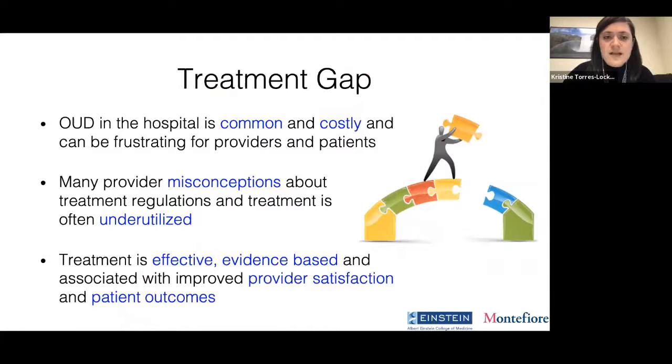So all this to say that opioid use disorder is really common in the hospital. We're seeing rising rates of hospitalizations related to opioid use. It's also really expensive to our hospital system. And as you all know, some of these hospitalizations can be incredibly frustrating for both providers and patients alike. There are a lot of misconceptions about what exactly is allowable in terms of which medications you can provide in the hospital, and that contributes to a lot of medication underutilization.